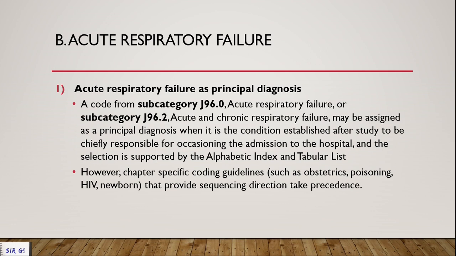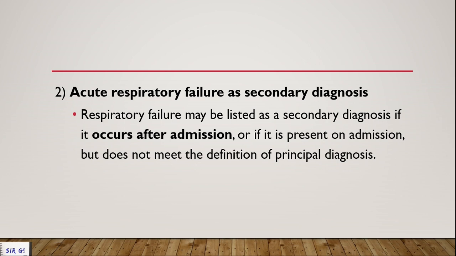That is just a summary. If that is the reason for encounter or the reason for admission, it should be the principal diagnosis. But the opposite, if acute respiratory failure is not the reason for encounter and it only happened after admission, and there's another reason why the patient is being admitted, obviously you cannot use it as principal. And that is the second guideline, acute respiratory failure as secondary diagnosis. Respiratory failure may be listed as a secondary diagnosis if it occurs after admission, or if it is present on admission but does not meet the definition of principal diagnosis.